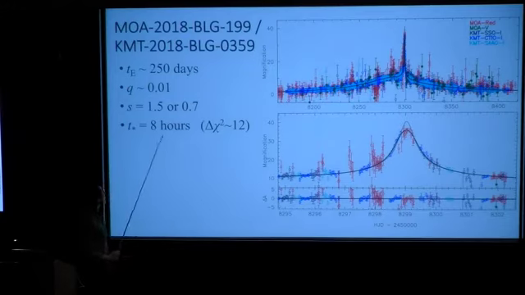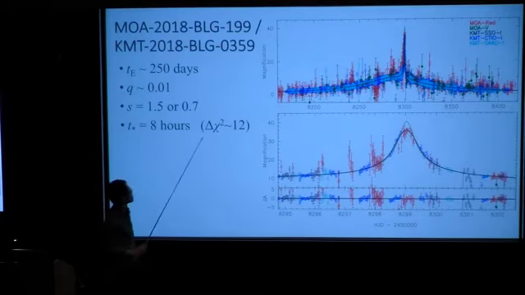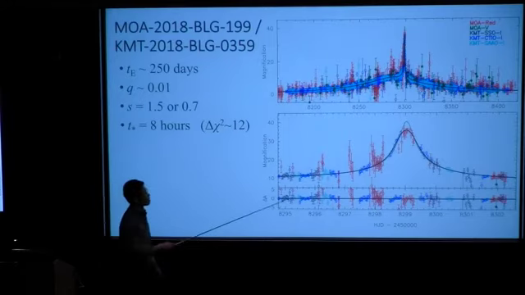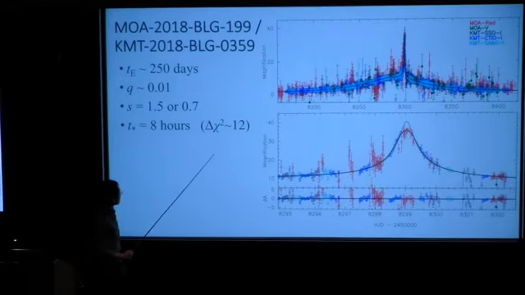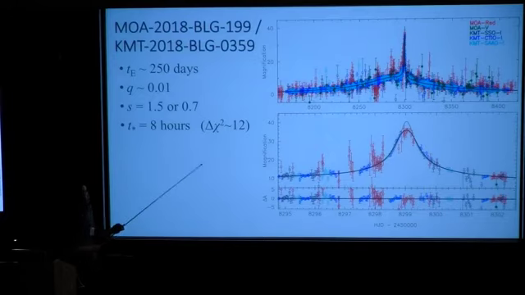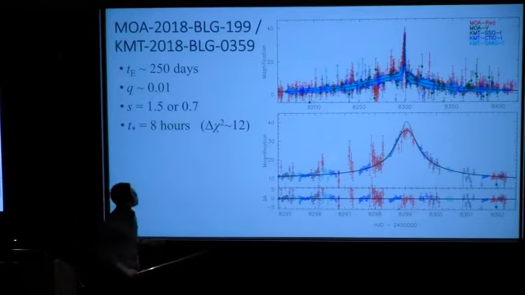And we have a degeneracy in the separation, so it's wide and close degeneracy, because the anomaly was caused by the central caustic. And the finite source effect is marginally detected. The t star, the source star radius crossing time, is measured as 8 hours, but the significance is delta chi-square 12, so it's marginal detection.